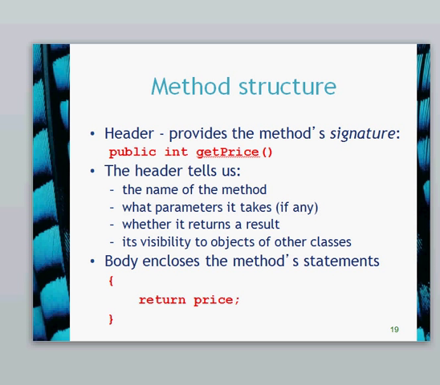The header tells us the name of the method and what parameters it takes. This particular method doesn't take any parameters because there's nothing in the parentheses. It also tells us whether it returns a result; this one returns a type integer. And then there's the visibility to objects of other classes. In this case, we can see this method from other classes. When you right click, you can see it because it says public. If that had said private, when you right click on the object bench, you would not be able to see that method.